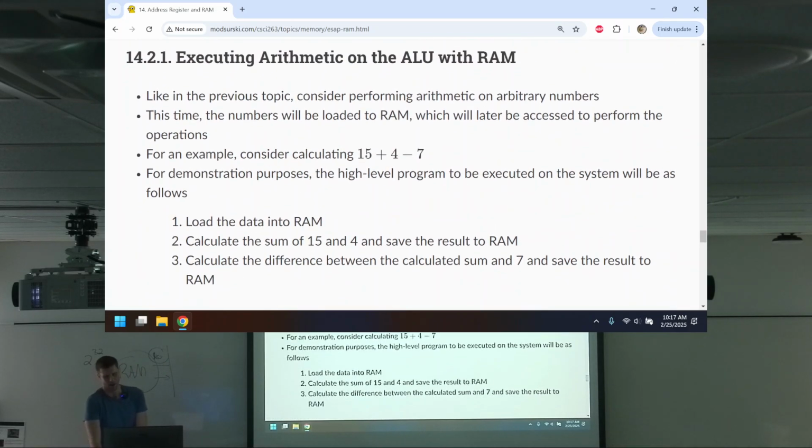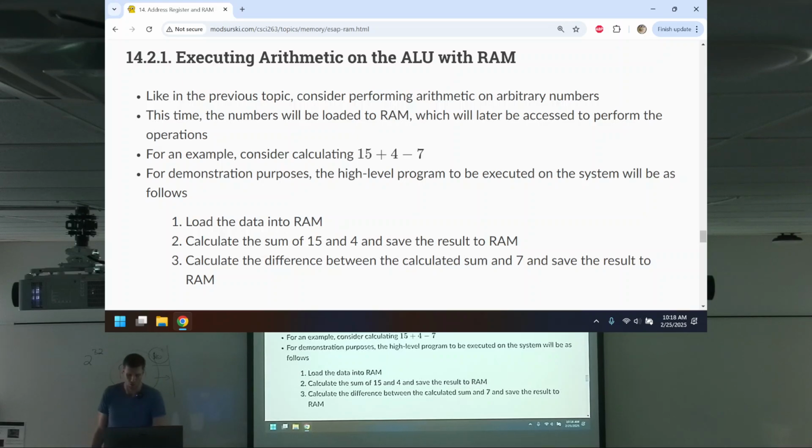So now, imagine I want to do some arithmetic, okay? But we're going to make use of RAM. The example we're going to use is a little contrived because I'm going to input data into RAM and then retrieve data from RAM and put it into the registers to do addition. You might say, just go directly from input to the registers. Yeah, but that's not as fun, right? We added a new RAM component. Let's use the new RAM component. So let's say I want to do 15 plus 4 minus 7, okay?